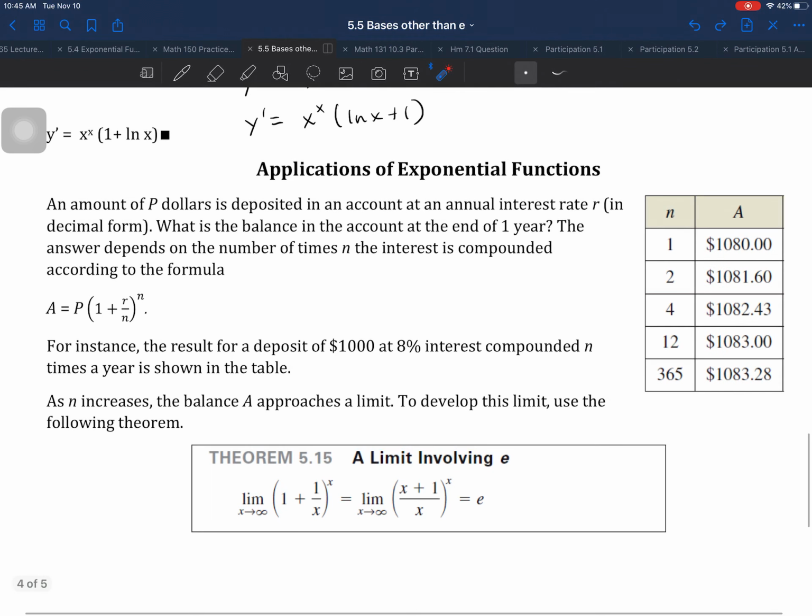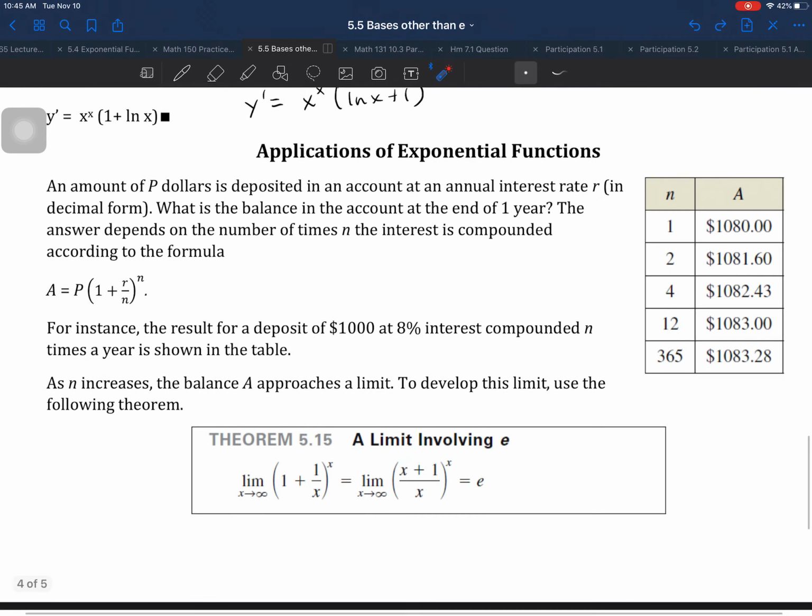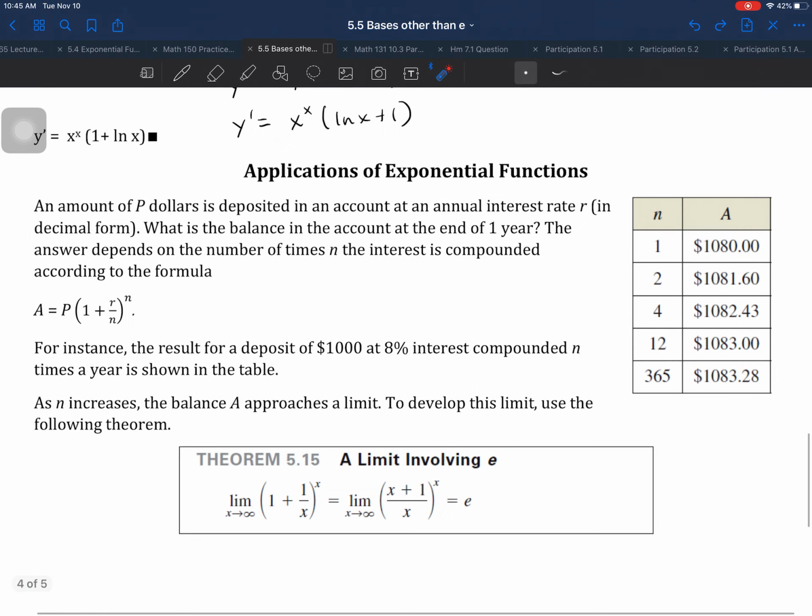All right, so moving on, we're gonna talk about some applications of exponential functions. One of the main ones is when we're talking about annual interest, and we've seen these rules before. But what we're gonna do is make a connection with the exponential function. So the continuous versus the non-continuous. An amount of $P is deposited in an account at an annual interest rate R in decimal form.